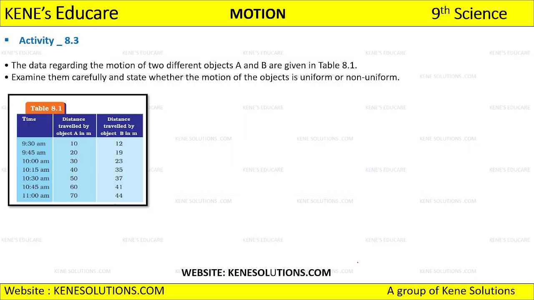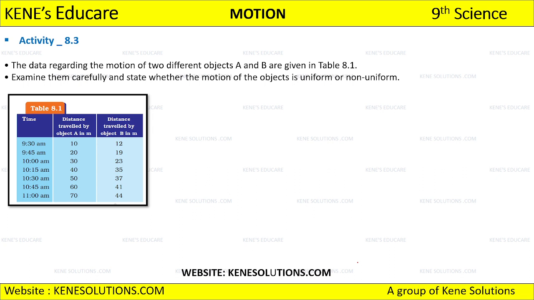After this, we have again an activity, that is activity 8.3. The data regarding the motion of two different objects A and B are given in table 8.1. If you can see, the time is given and the distance traveled by object A in meter and distance traveled by object B in meter has been given. The time is given from 9:30 a.m., 9:45 a.m., 10 a.m., 10:15, 10:30, 10:45 and 11, right?